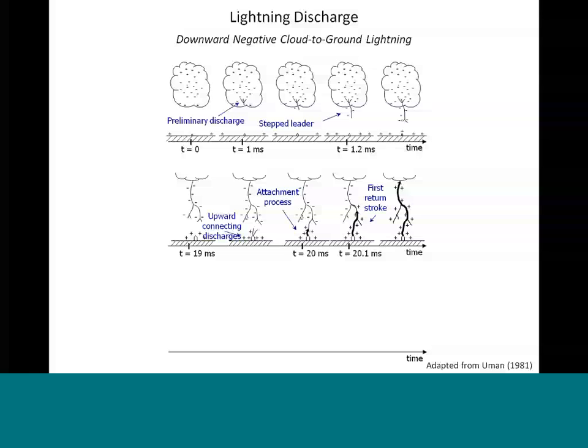When this negatively charged line approaches the ground, we will have upward connecting leaders that are trying to join this negatively charged region. After some time, we will have the attachment process, and then the first return stroke. This is one of the most important parts of lightning discharge because it has high amplitude currents and considerably smaller rise times.